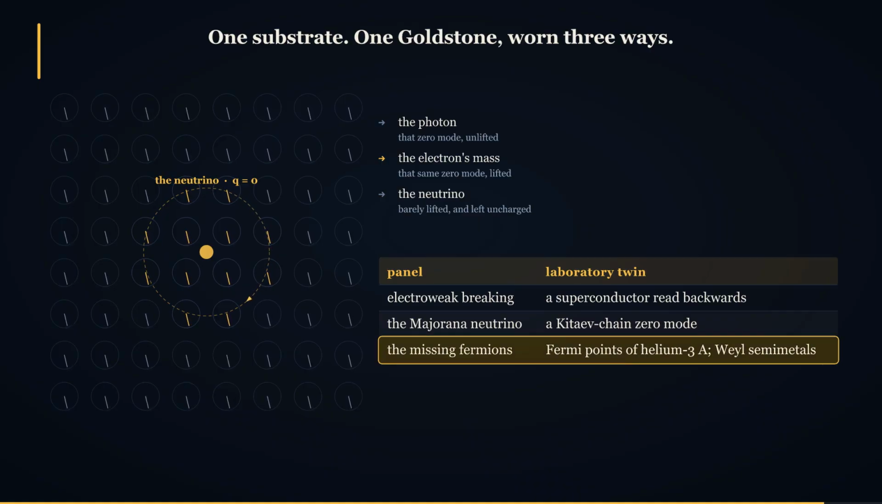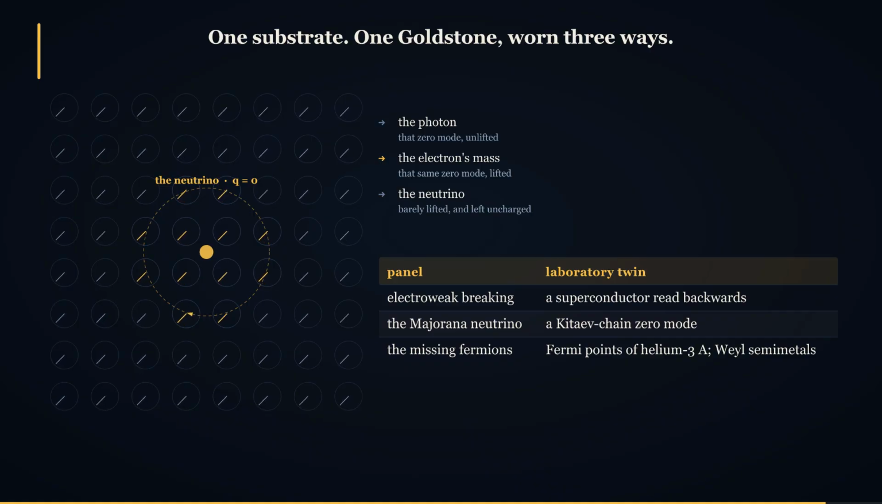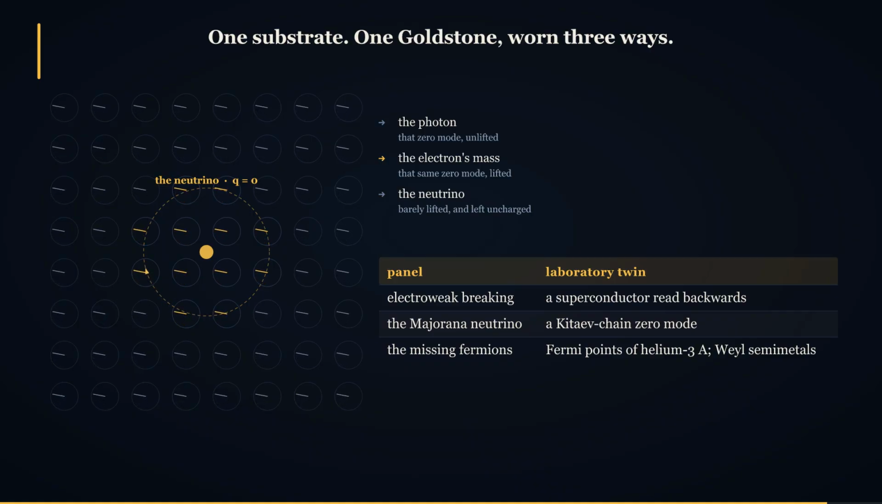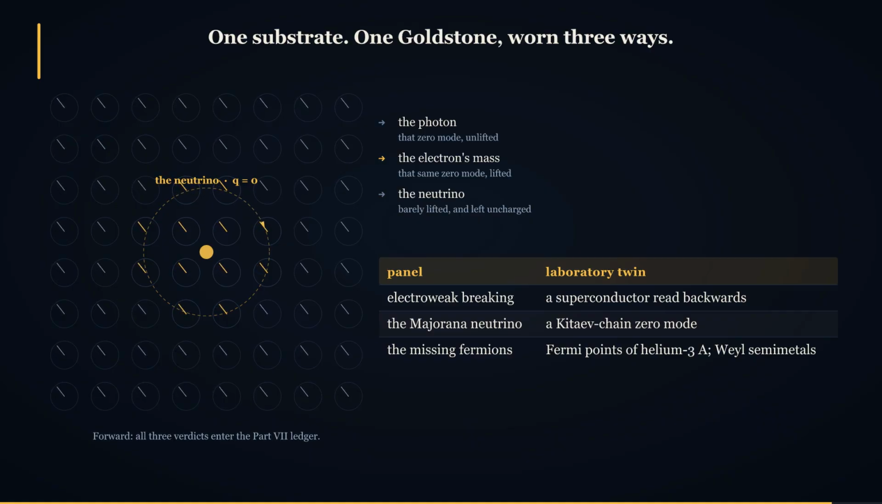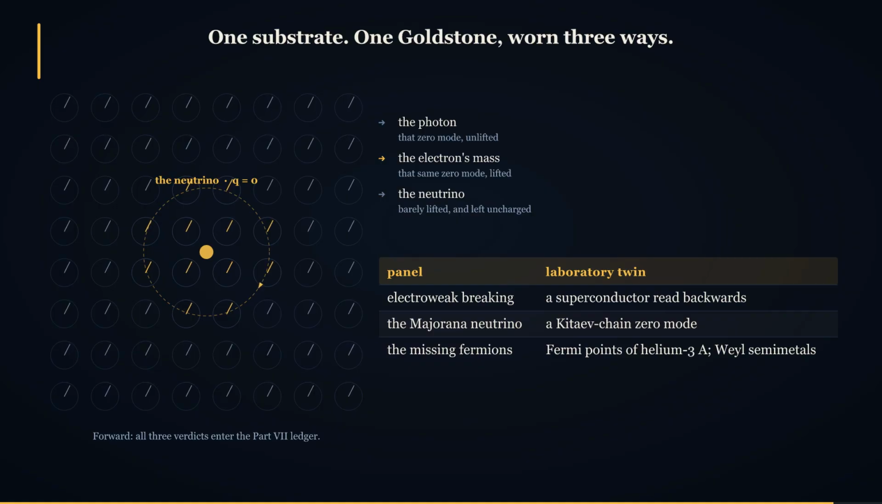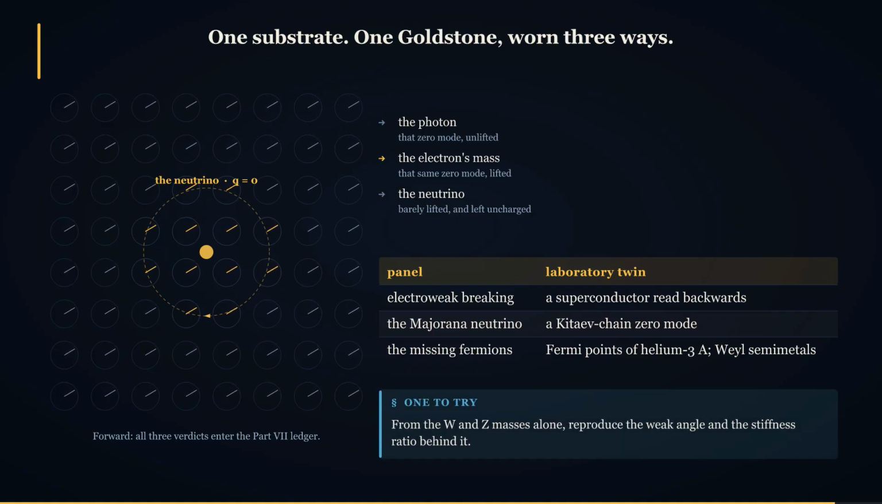All 3 verdicts go forward into the Part 7 honesty ledger, where the shared residue is confronted and the one unblocking calculation is ranked. Until then, here is one to try. From the W and Z masses alone, reproduce the weak angle and the substrate stiffness ratio behind it.